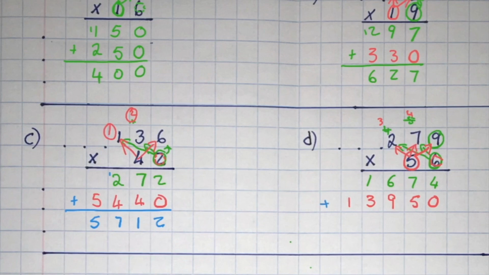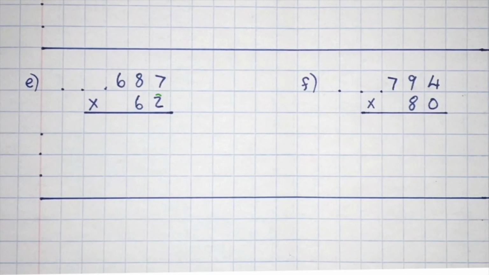And now we add 4, 12, 16, 5, and 1. E, I'm going to start with 2 times 7, and that's going to give me 14, and I'm going to carry. Then it's 2 times 8, that's 16, plus 1 is 17, carry. And 2 times 6 is 12, plus 1 is 13. Cross out the carries.